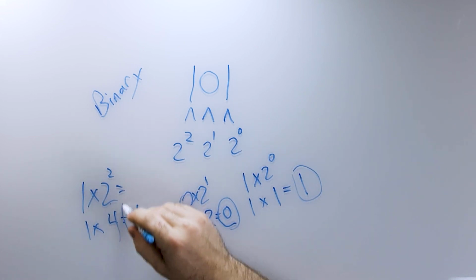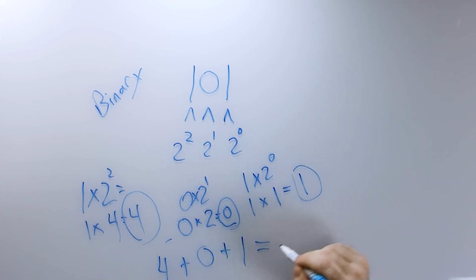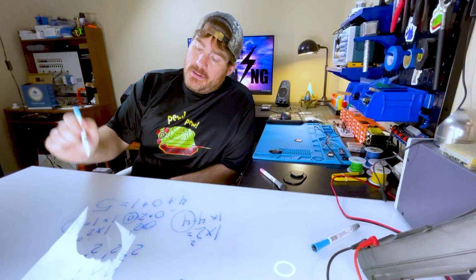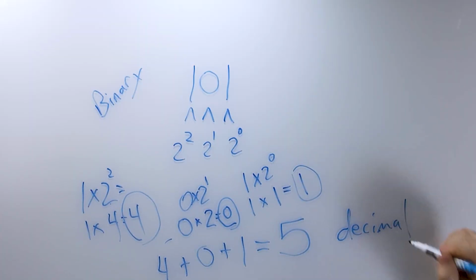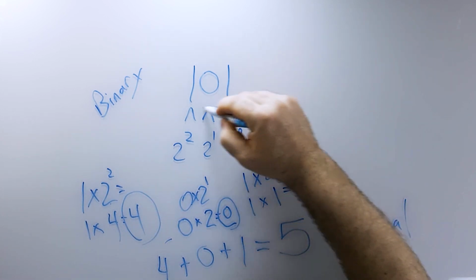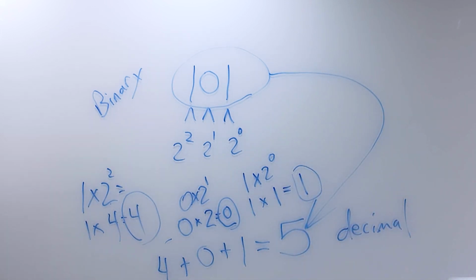So, if we do the same thing we did with our decimal, we take 4 plus 0 plus 1 equals 5. So this number in binary is the equivalent to 5 in decimal. And that's how binary works.